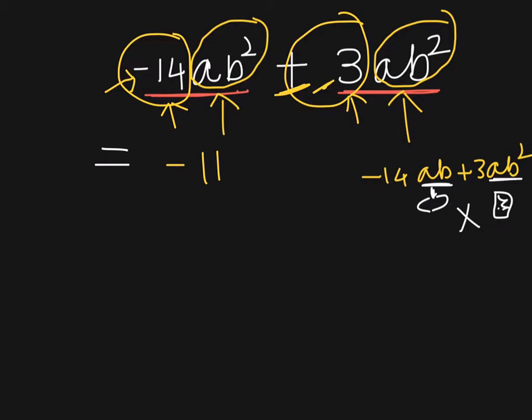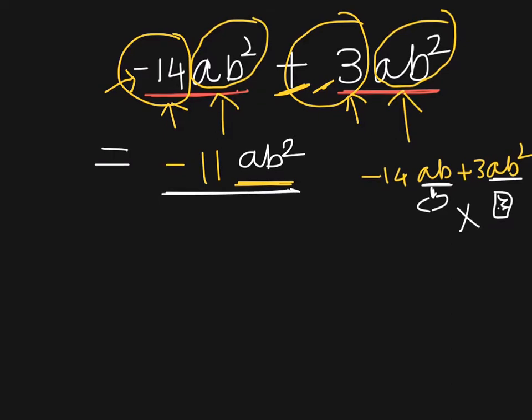So how many ab square are there? Minus 11. So what will be there after 11? How many ab square? Minus 11 ab square. So we are saying it is about ab square, so we will write ab square. The answer is minus 11 ab square.